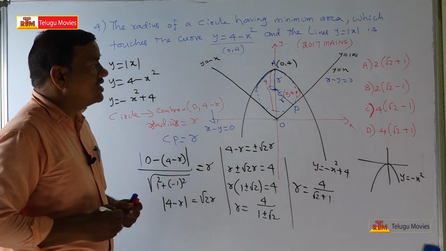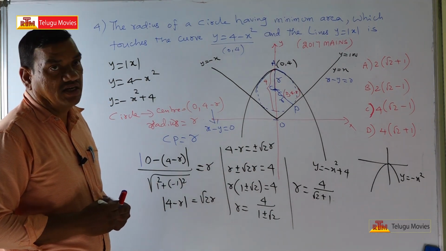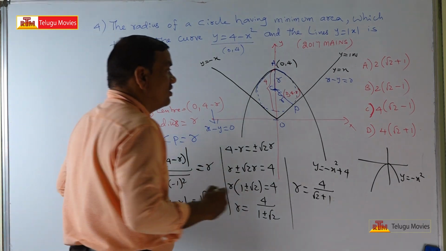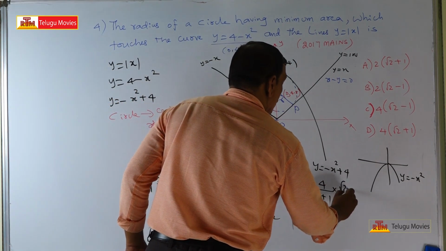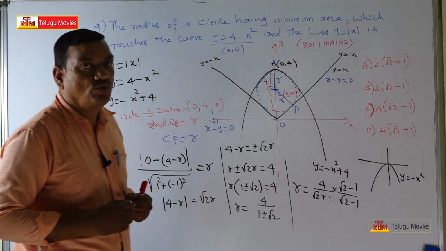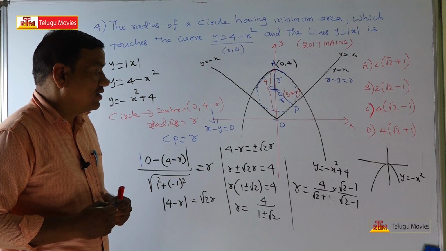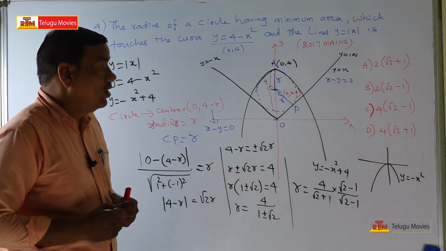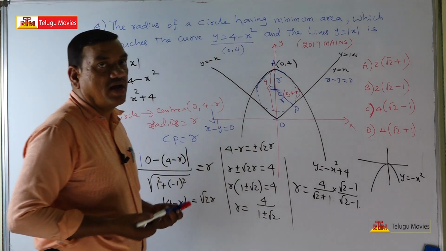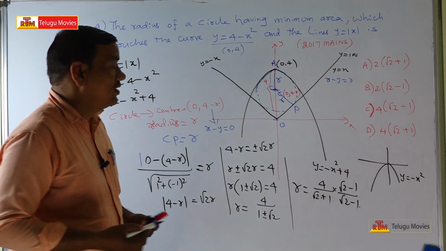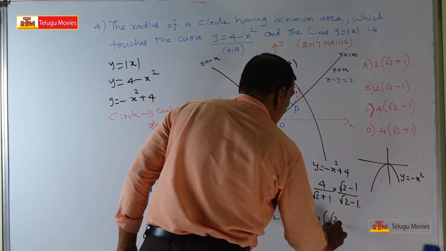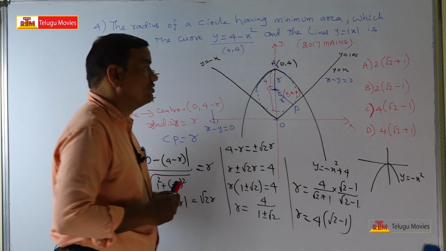But if you observe the answers, the answer is not in that form. Okay, so let us rationalize the denominator. What is the rationalizing factor of root 2 plus 1? Root 2 minus 1 by root 2 minus 1. Here the denominator is (a plus b) into (a minus b), a square minus b square, 2 minus 1, which is 1. So r is equal to 4 times (root 2 minus 1).